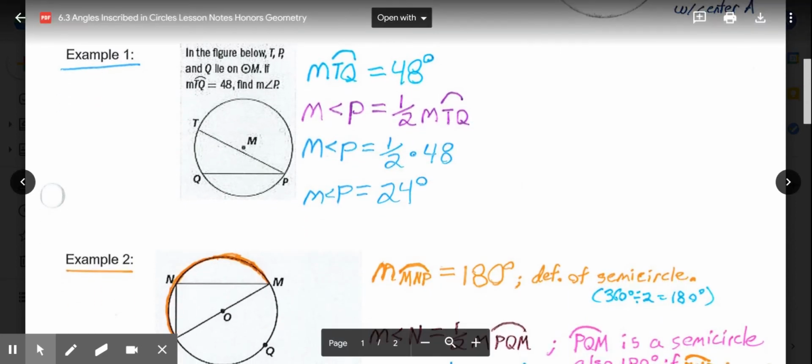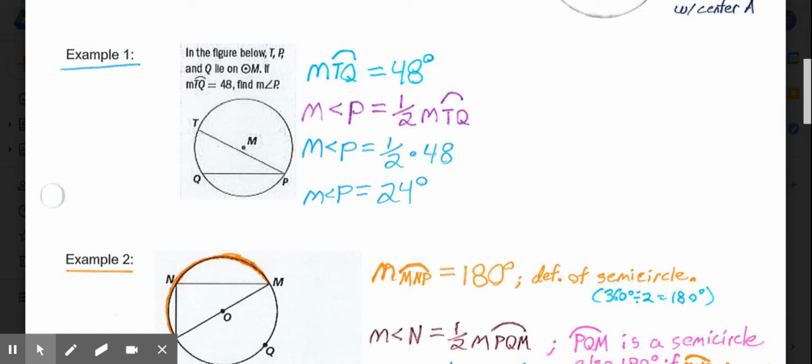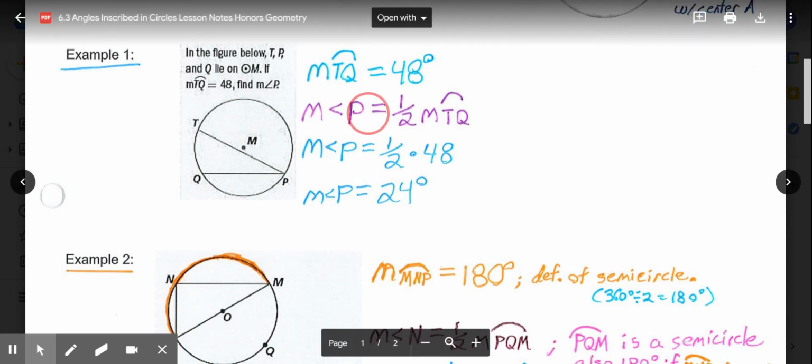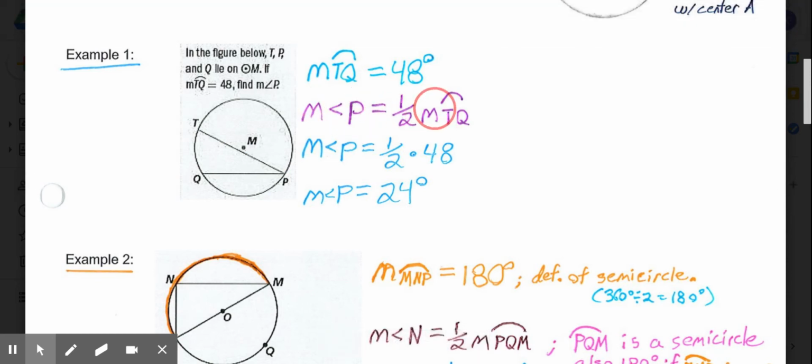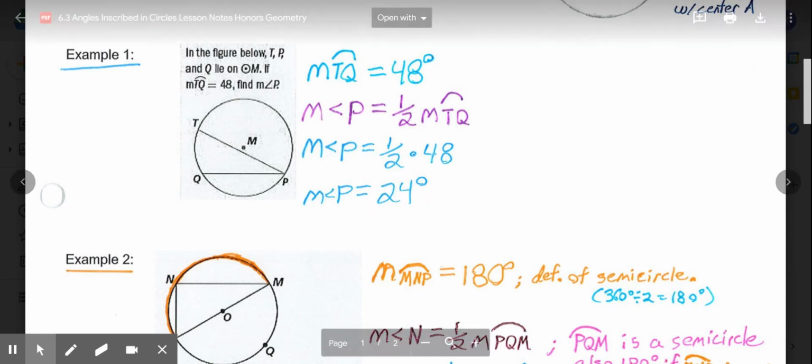In the figure below, T, P, and Q all lie on circle M. If the measure of arc TQ is 48, find the measure of angle P. Arc TQ is the intercepted arc of angle TPQ, so the measure of angle P is half the measure of arc TQ. 1/2 of 48 gives us a measure of angle P being 24 degrees.